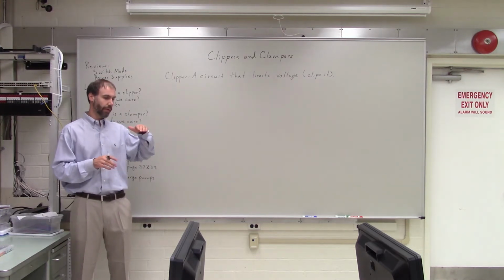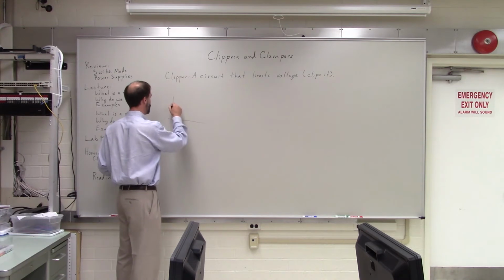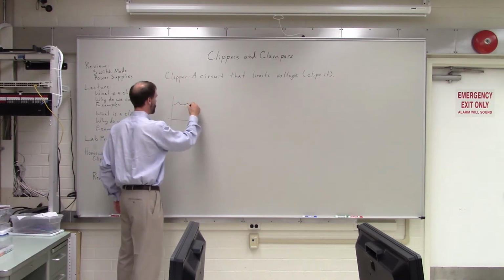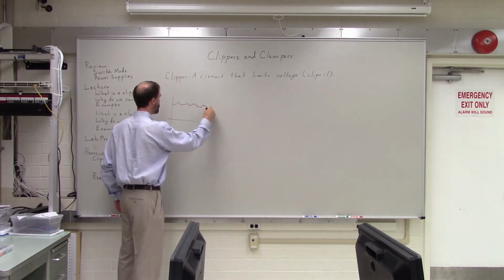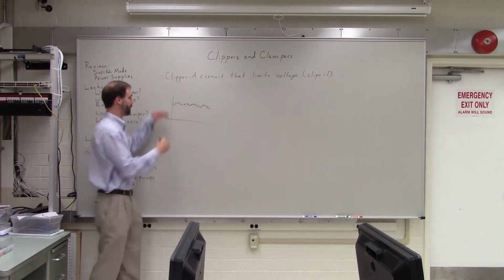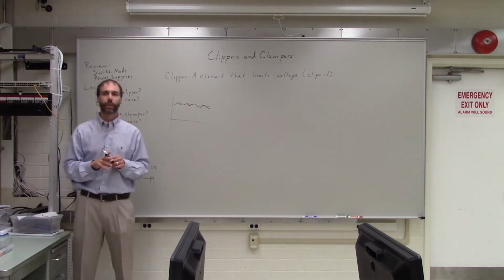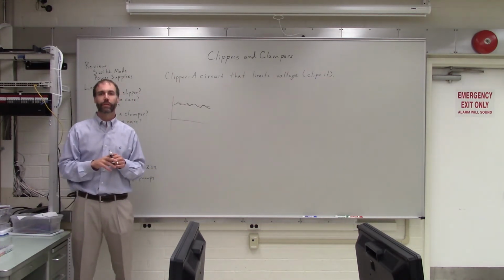So if you had, say you had some ripples, like this, you could have a Clipper circuit like that, and it would cut off the top part of your ripple. So that would be one example. Other ideas?